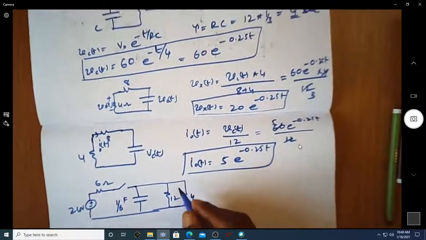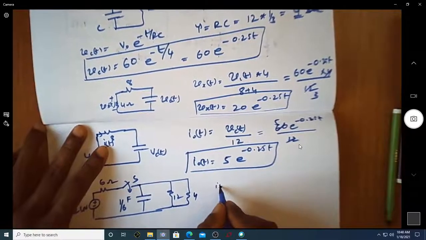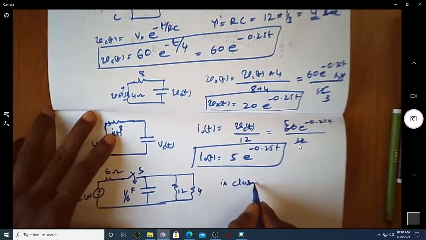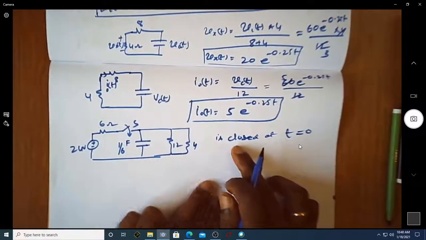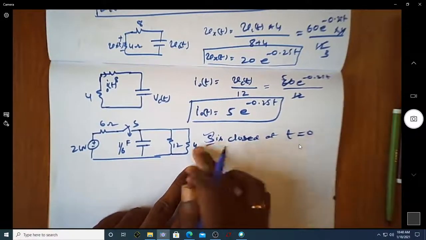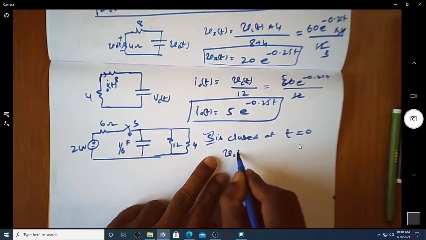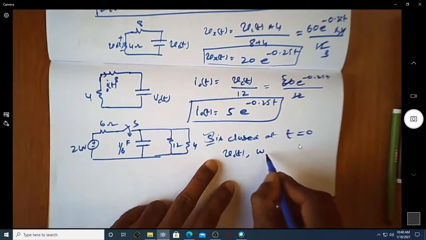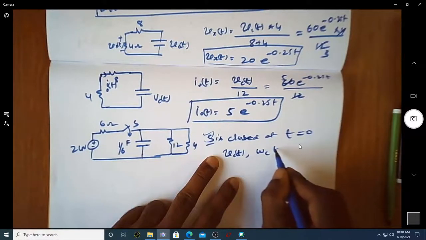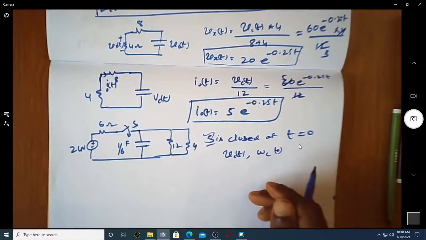What is said now is that this switch S is closed at t equal to 0. We have been asked to find Vc of t, that is the voltage across the capacitor, and the energy that is stored in this capacitor. What is the energy that is stored in the capacitor?